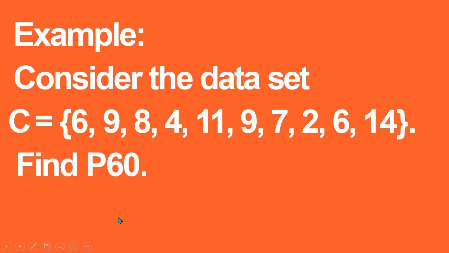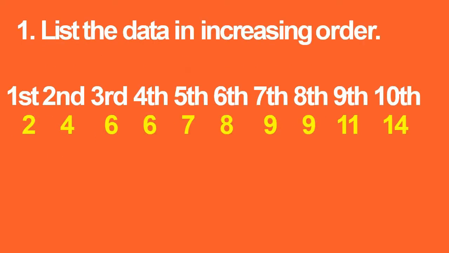Let us have an example. Consider the data set C is equal to the set of 6, 9, 8, 4, 11, 9, 7, 2, 6, 14. Let us find percentile 60. Of course, we're going to list the data in increasing order. So, if necessary, let us label the position of the numbers.